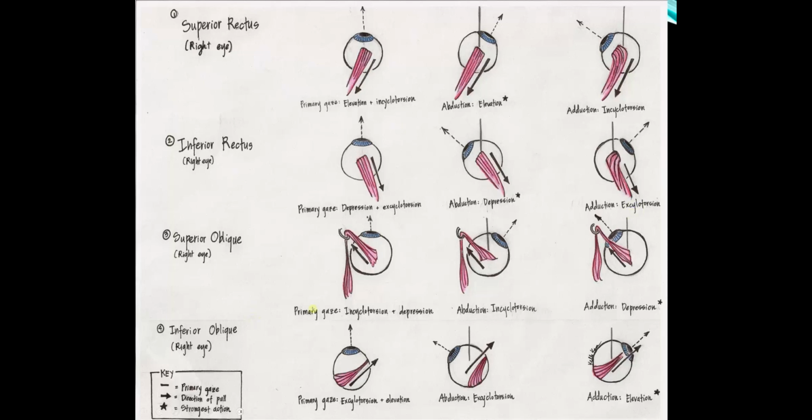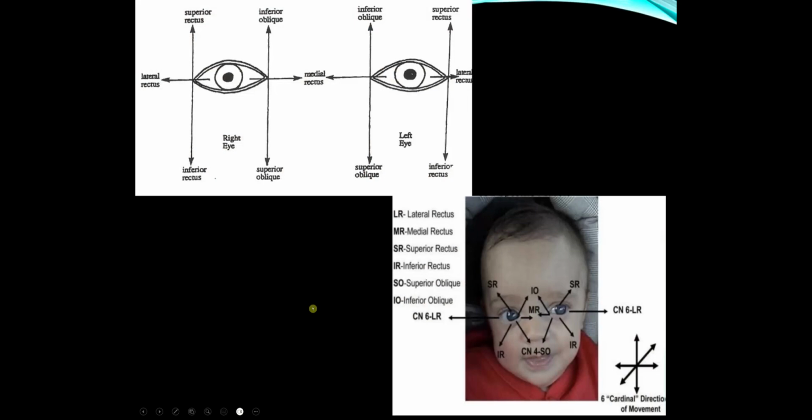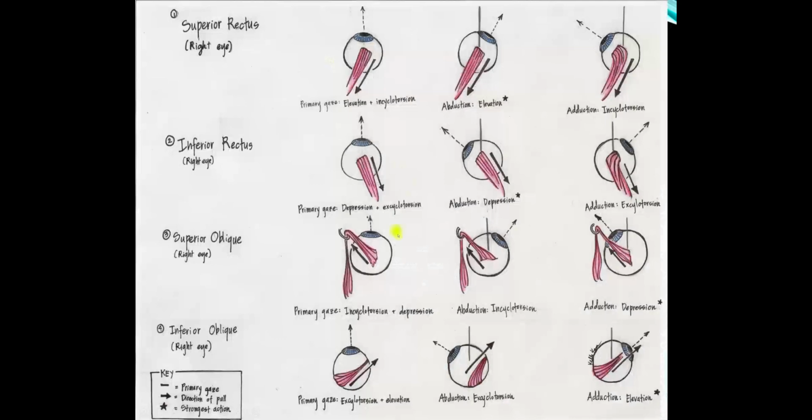The inferior oblique, again from our slide, we know this is up, but it's up when the eye is looking towards the nose. Again, we're looking on the undersurface of the eye now, so when the eye is in the adducted position, it works strongly to elevate the eye. As the eye is abducted, it acts to excyclotort.